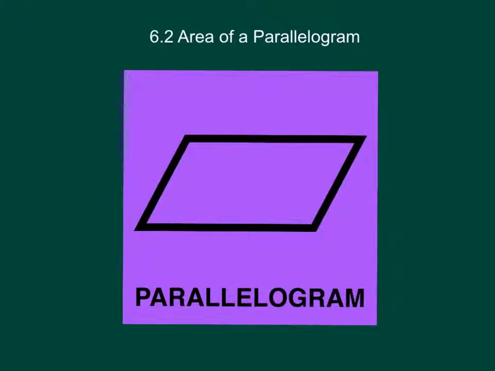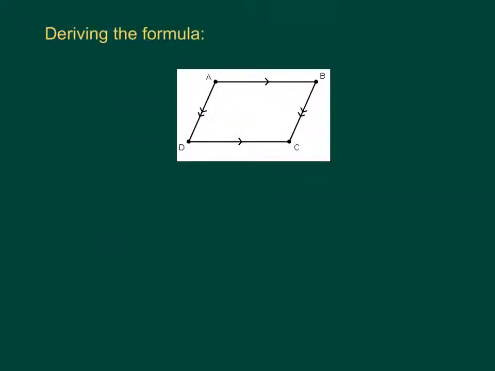Hello class. Today we are going to talk about section 6.2, area of a parallelogram. Before we talk about using the area formula for a parallelogram, let's first find out how we derive it. Looking at this picture of parallelogram ABCD, if we were to draw a perpendicular bisector from point A all the way down to line segment DC, we create a right triangle.